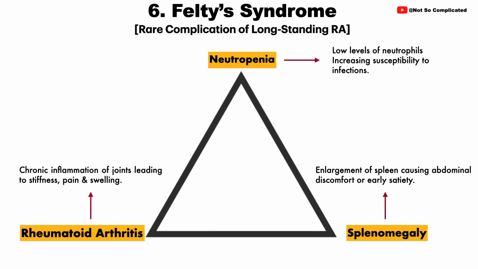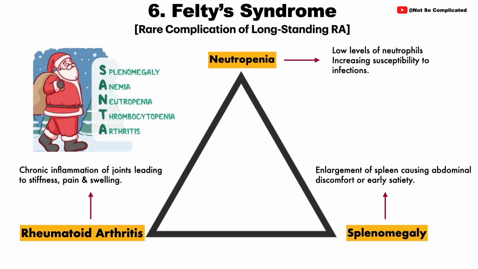We can also remember Felty's syndrome by a mnemonic called SANTA. S is splenomegaly, A is anemia, N is neutropenia, T is thrombocytopenia. So all three blood cell lines, that is RBC, WBC, and platelets, will be decreased, and A is arthritis. All right, so that is about Felty's syndrome.